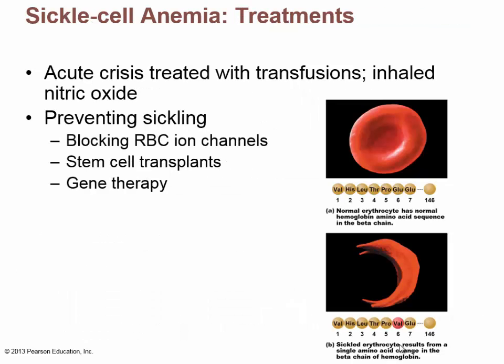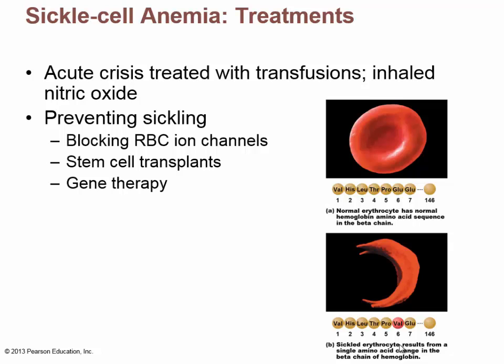Now, for people that have the full-blown 2 copies, a lot of times they'll treat you with transfusions. They take out your red blood cells and replace them with normal red blood cells so they can do their oxygen carrying capacity. They can also inhale nitric oxide, which is supposed to promote normal red blood cells or prevent that sickling of the red blood cells so the red blood cells don't fold.